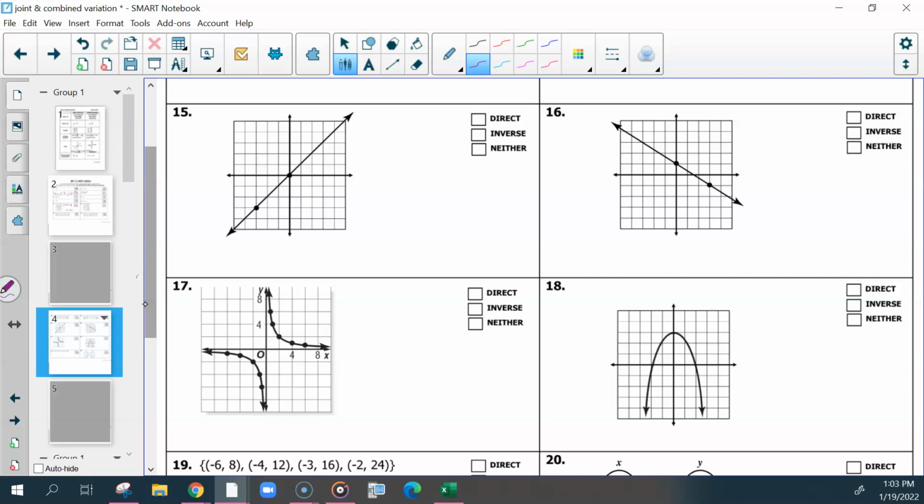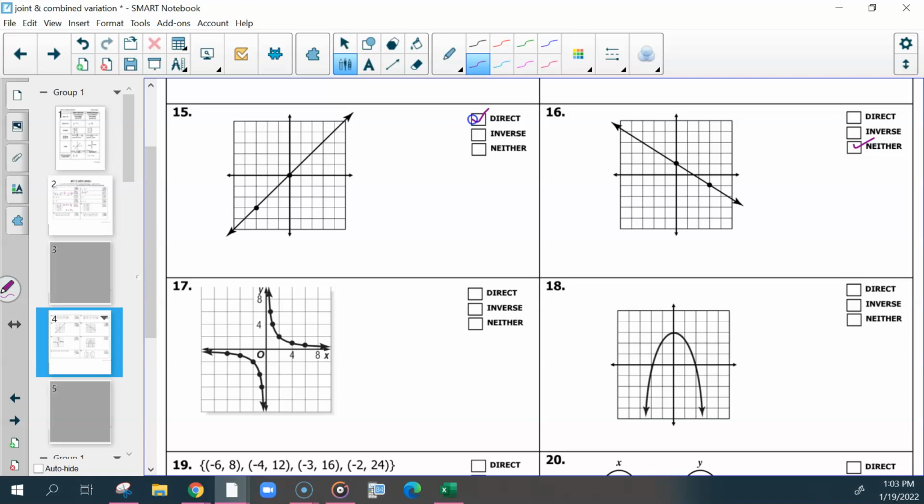Is 15 direct, inverse, or neither? What did you say? Direct. It is a line that goes to the origin. 16, is that direct, inverse, or neither? Direct. I'm sorry, this one is neither. It is a line, but it doesn't go through the origin.